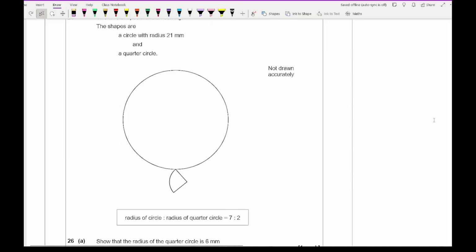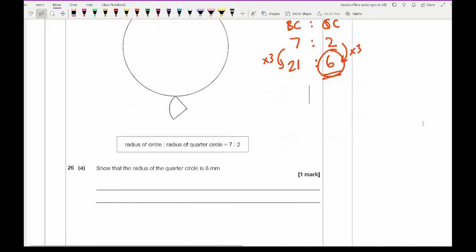So looking at this then, we've got the ratio of the big circle, BC, and the quarter circle. So we've got 7 to 2. The radius of the big circle is 21. So then I need to multiply that by 3. So multiply this by 3. And that gives me 6. And that's what I've got to show.